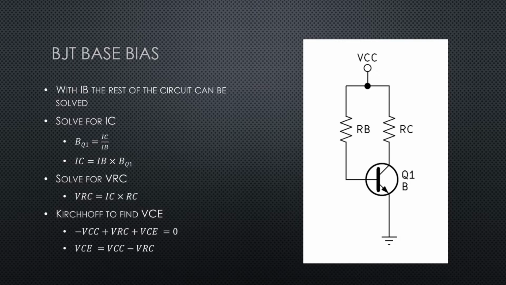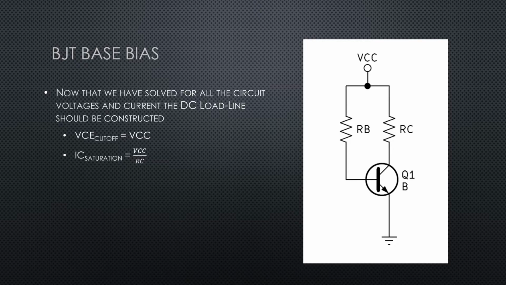And once we've got IC, we can take that collector current, IC, times the RC, the collector resistor, and find VRC. And now we can do another Kirchhoff loop equation here. And we've got VRC. So we can calculate from there our VCE point. So now we've got all of the individual voltage drops.